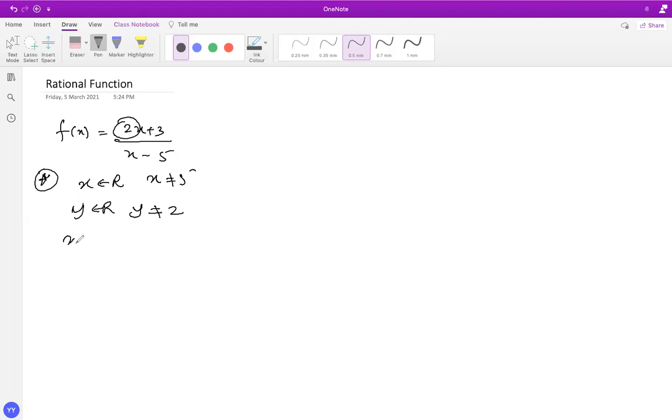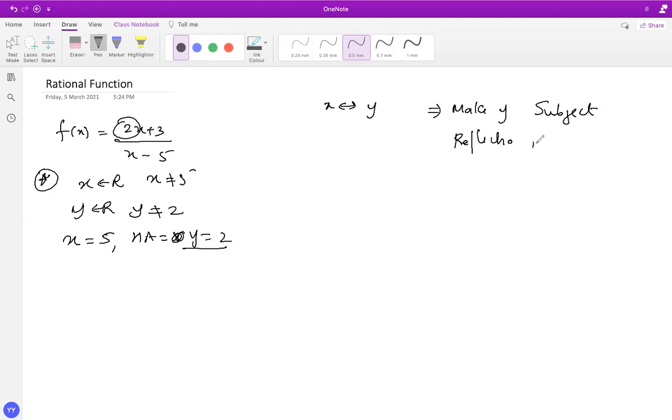Now, the equation of vertical asymptote is x equals 5. Equation of horizontal asymptote is y equals 2. Now, when you're finding the inverse, the step procedure is that you interchange x with y and make y the subject. And graphically, it is nothing but reflection in the y equals x line.